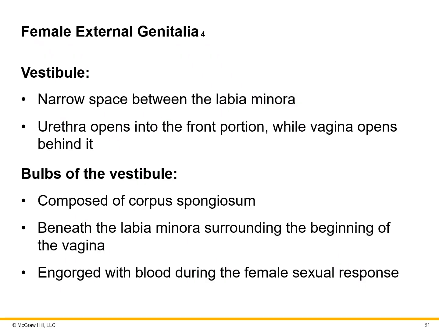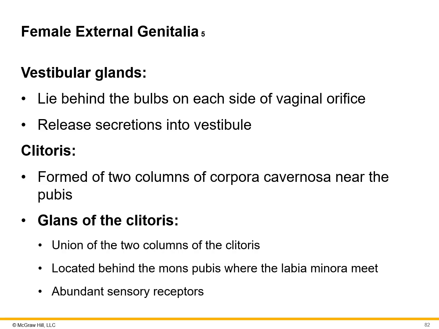So the vestibule, that is the space between the labia minora. The urethra does open into the front portion, and the vagina opens behind it. We're going to keep going. Your vestibular glands lie behind the bulbs on each side of the vaginal orifice. These release secretions into that vestibule. And then the clitoris is formed of two columns of the corpora cavernosa near the pubis. It also has an abundance of sensory receptors, so it's very sensitive to the touch because there's a ton of nerves in the clitoris gland.